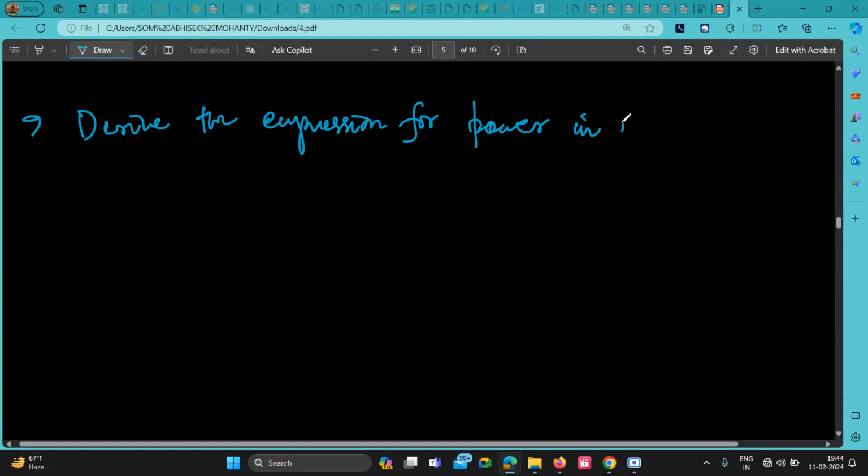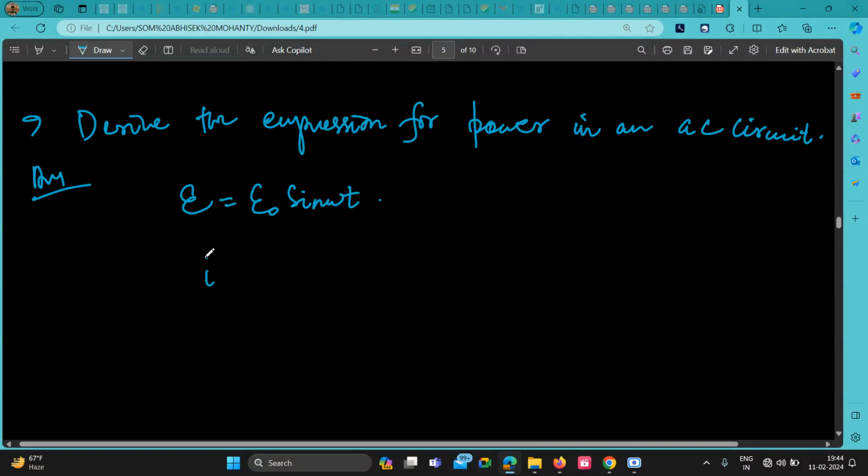Okay, there is an important question that may come: derive the expression for power in an AC circuit. We should be able to do this. See, power, how to calculate? First of all, in an AC circuit E is equal to E naught sine omega t. This is your EMF.